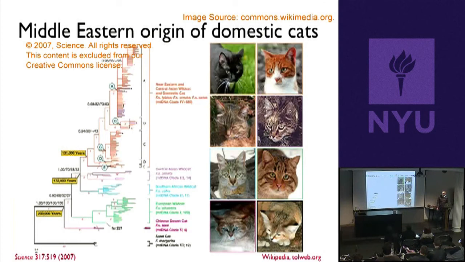So these are sort of separated populations. You have East Asian ones, you have European ones, you have South African ones, and then everything from here up is either a domesticated cat or a Central Asian, Near Eastern, basically Middle Eastern cat, a wild cat.